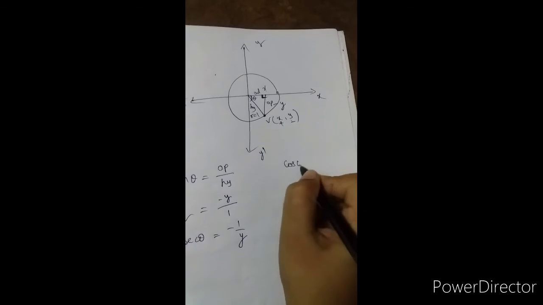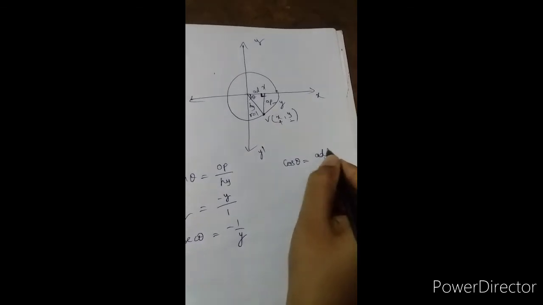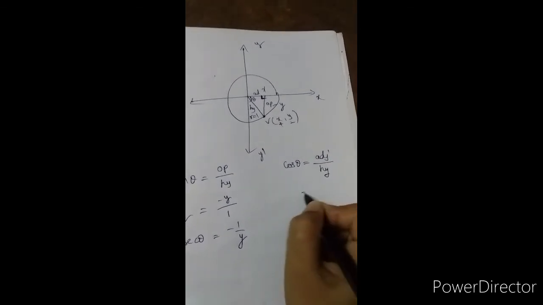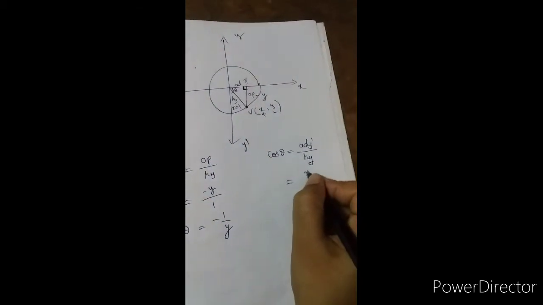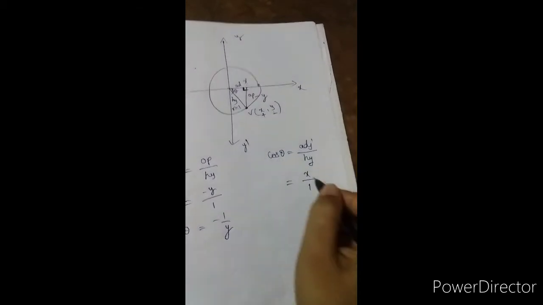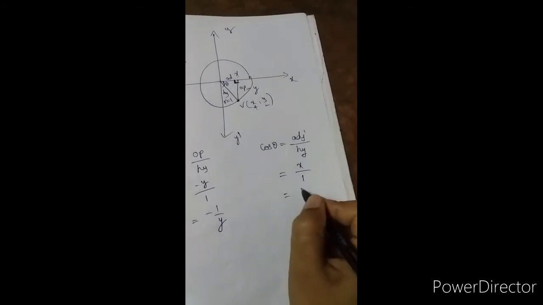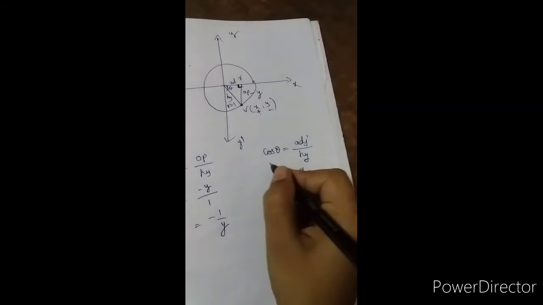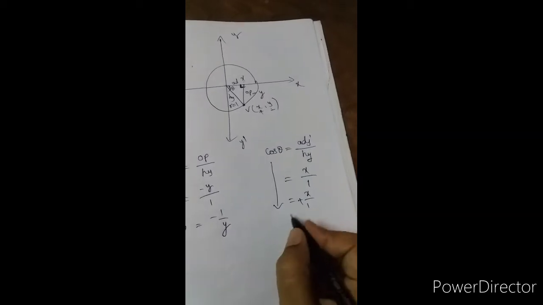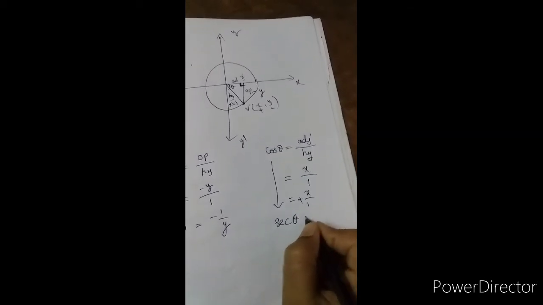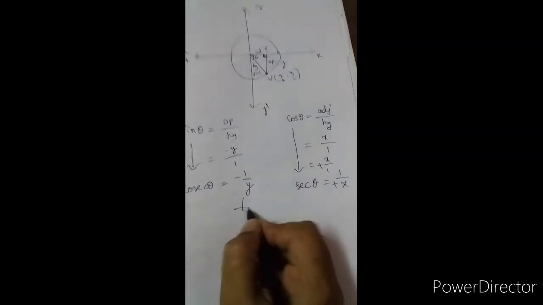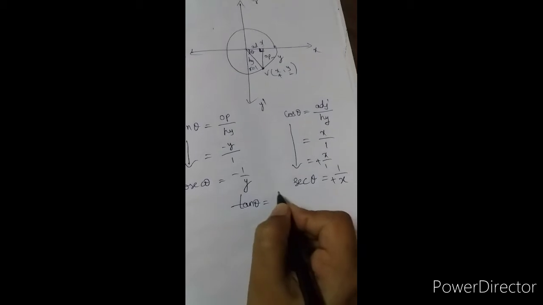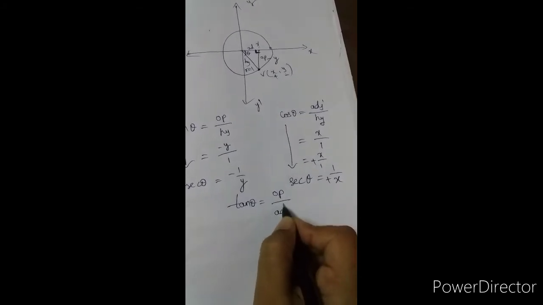Next, cos theta is equal to adjacent side by hypotenuse. This is the adjacent side and its value is x. X by hypotenuse is 1. Okay. So x by 1, this is a positive one. And the reciprocal of cos theta is secant theta. It will be 1 by x. This is also positive.